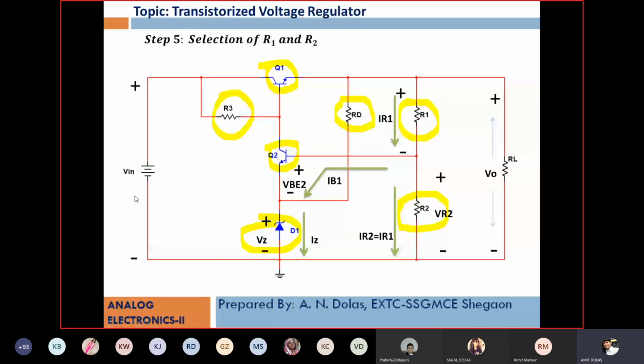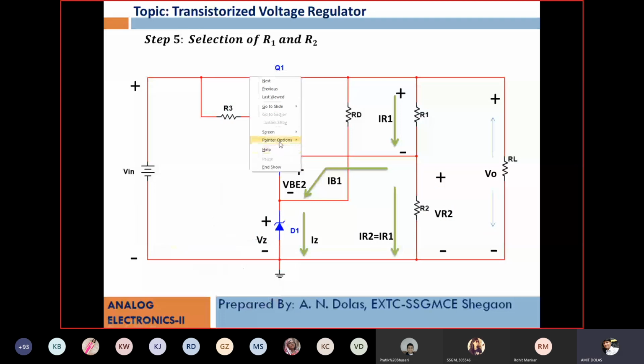If the stability is not below whatever is given, then you have to write: to achieve the required stability, the series pass transistor Q1 must be replaced by Darlington pair Q1. If we use a Darlington pair here, then the stability of the circuit improves. You do not have to do any calculation, you have to make only a single statement if very little stability is expected by the problem statement.